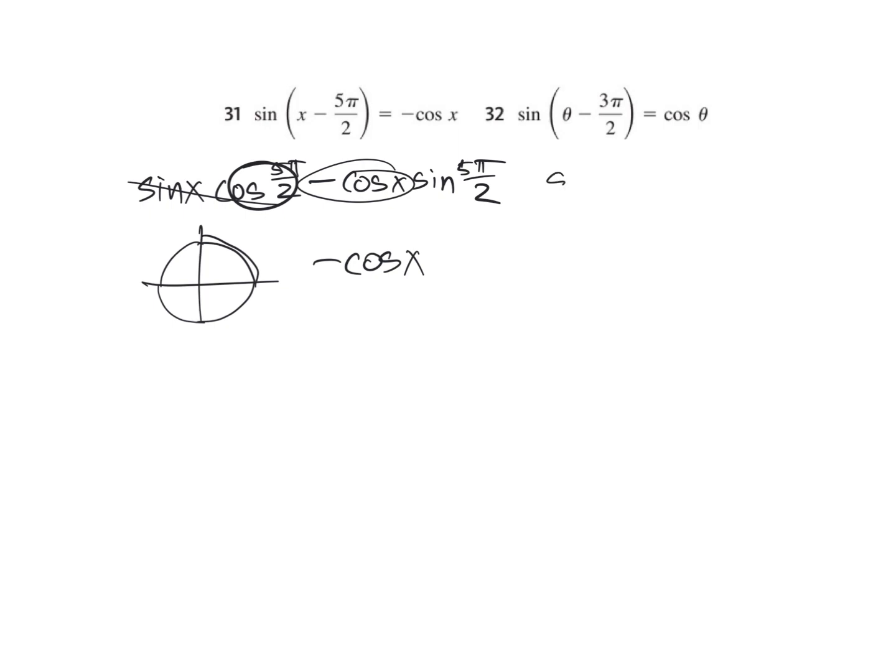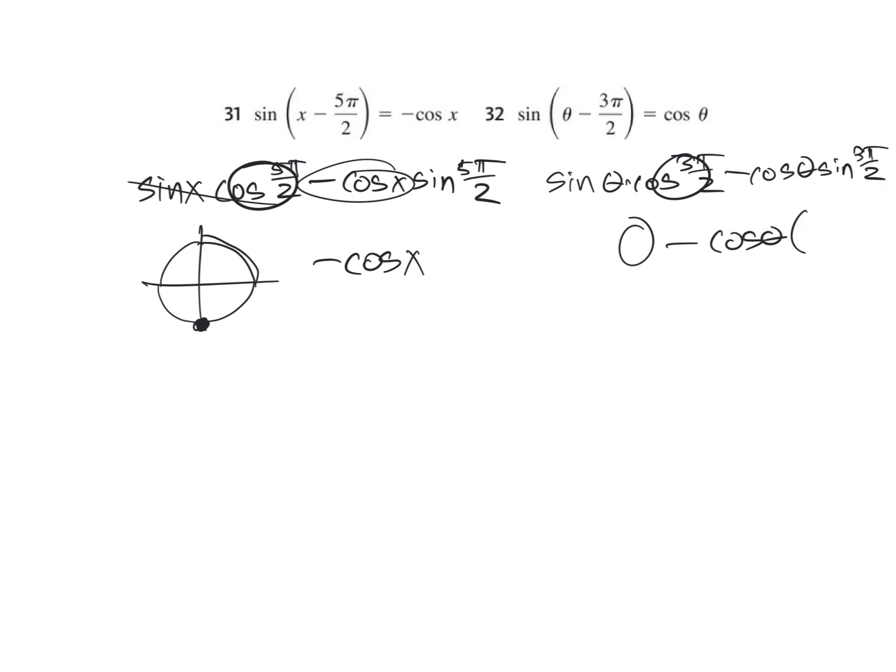All right, subtraction again. Sine of theta cosine of 3 pi over 2 minus cosine of theta sine of 3 pi over 2. So 3 pi over 2 is down here at the bottom. So the cosine is still 0. 0 times sine is 0. And we don't know the cosine of theta. The sine down there is -1. So that makes this positive cosine of theta.